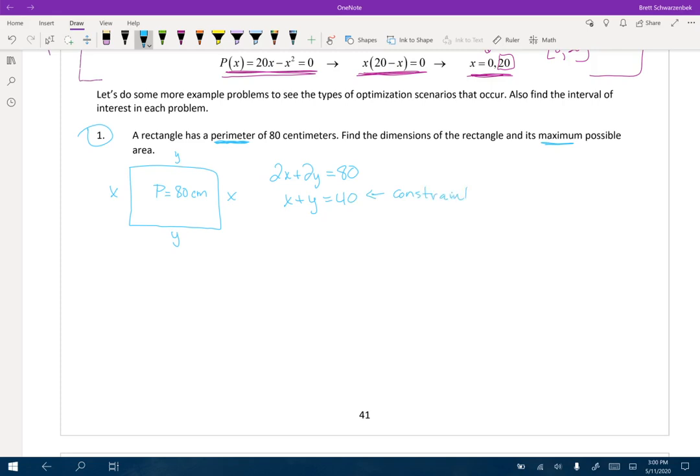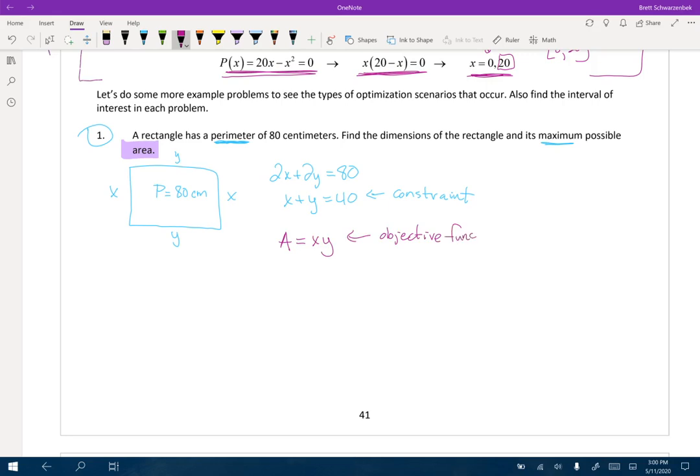Okay, now what are we trying to maximize? We're trying to maximize area. So we need a formula for our objective function. So area in a rectangle is equal to x times y. So this is going to be our beginning objective function.